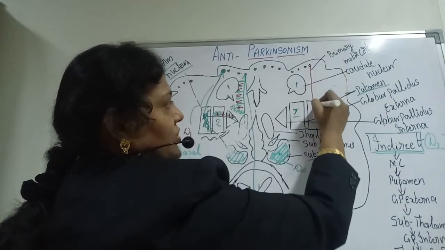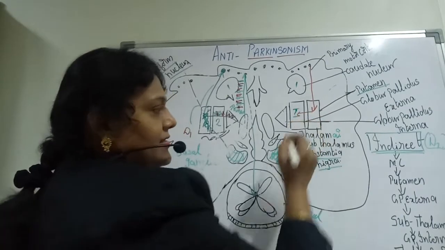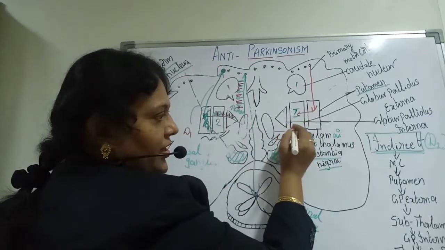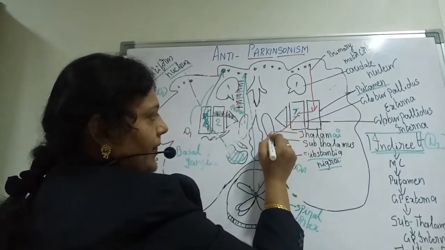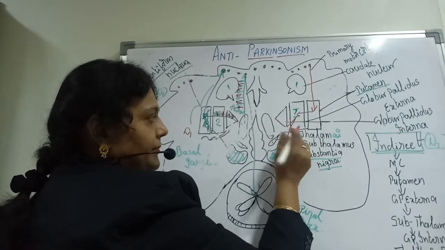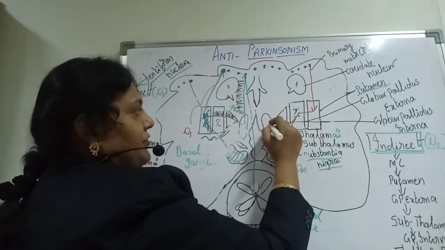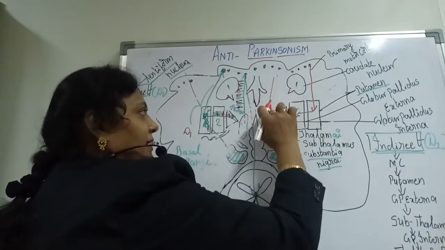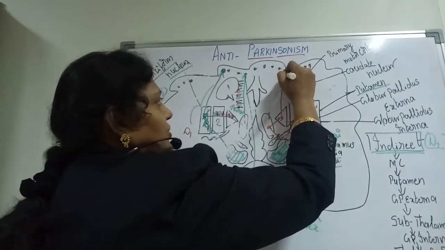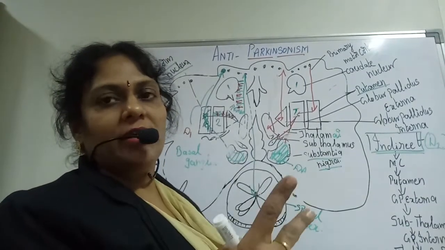Here once again it is reaching the putamen. From the putamen it is reaching the globus pallidus externa. From the externa it is reaching the subthalamus, from the subthalamus it is reaching the thalamus, from the thalamus it is reaching the globus pallidus interna, and from the globus pallidus interna it is reaching the motor cortex. So the indirect pathway has two more junctional places.